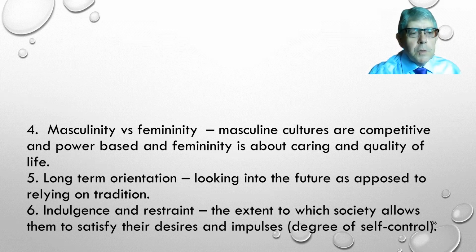Number 5, long-term orientation, looking into the future as opposed to relying on tradition. 6, indulgence and restraint, the extent to which society allows them to satisfy their desires and impulses, the degree of self-control.